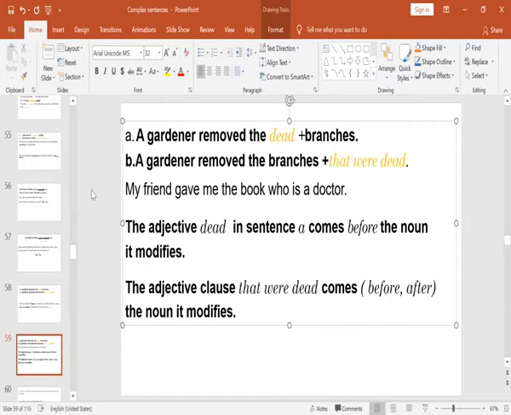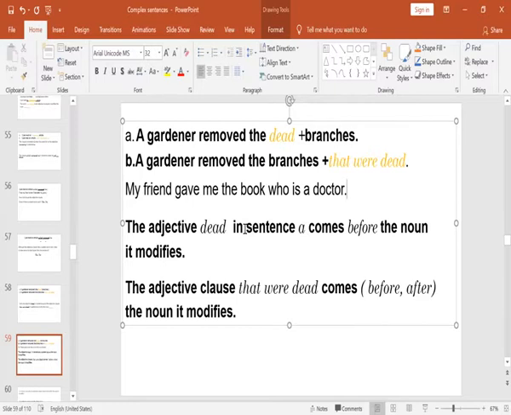This is a sentence which was asked in one of the competitive exams. Now he's asking to find out the error. My friend gave me the book who is a doctor. See, the moment somebody asks you to find out the error, immediately our mindset should become the grammatical part. You should focus on the grammatical aspect.